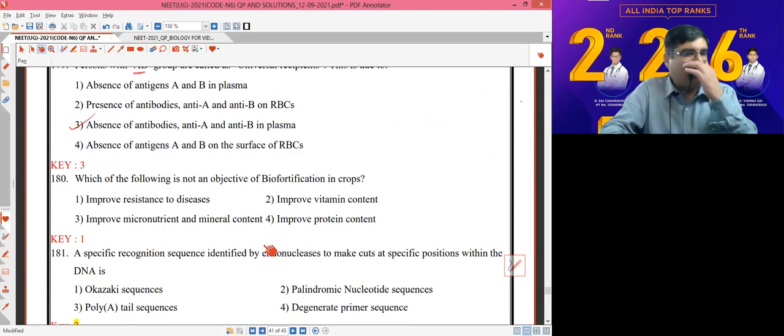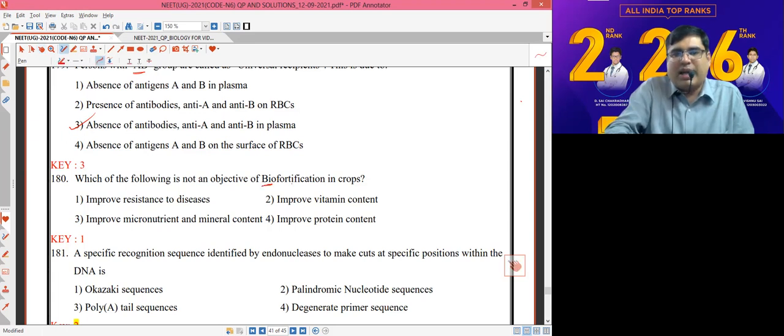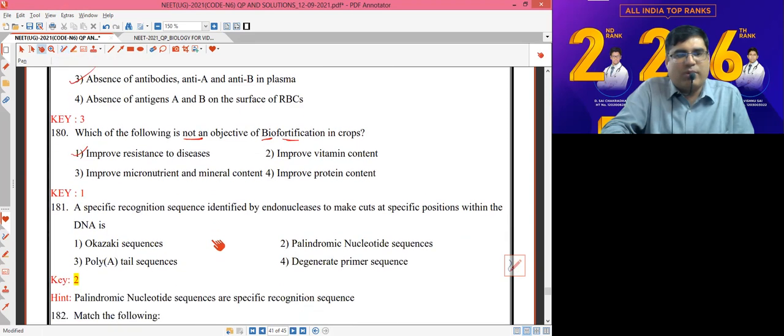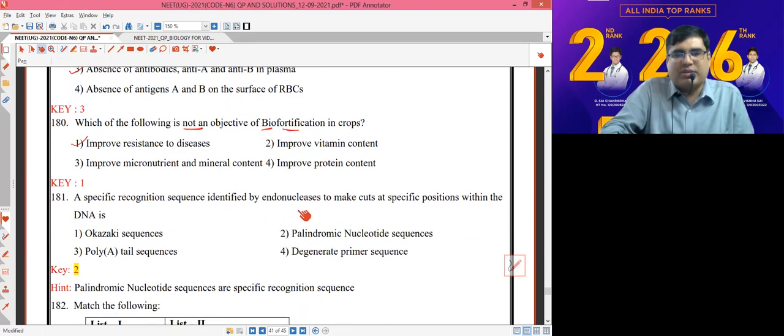Next we go with: which of the following is not an objective of biofortification of crops? Biofortification means additional nutrients that should be supplied. So improvement of disease resistance is not a feature of it, because they are asking about vitamin content, protein content, mineral content. That enrichment is basically called biofortification. Next we go: a specific recognition sequence identified by an endonuclease to make cuts at a specific position within the DNA is, of course, the palindromic nucleotide sequence. They are also called restriction sequences, right?